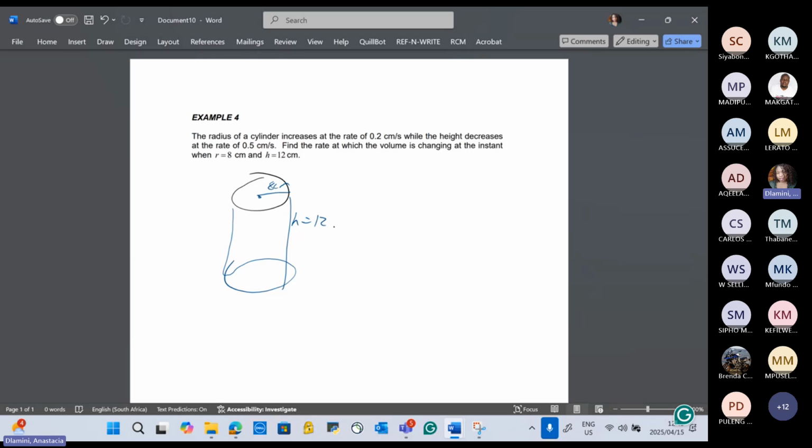You said you know the word. Give me the answers. What are we looking for here? The rate of change of volume when R is 8 centimeters and H is 12.